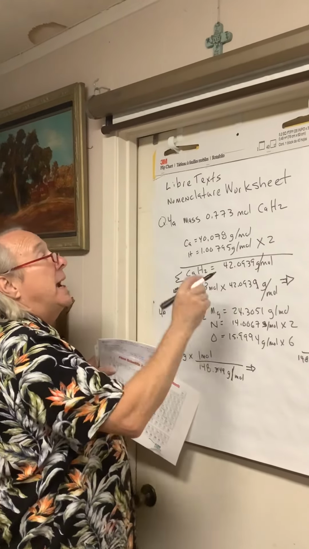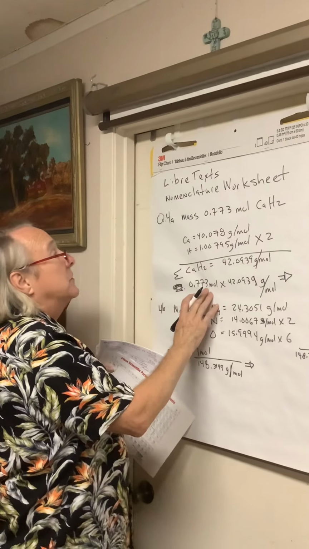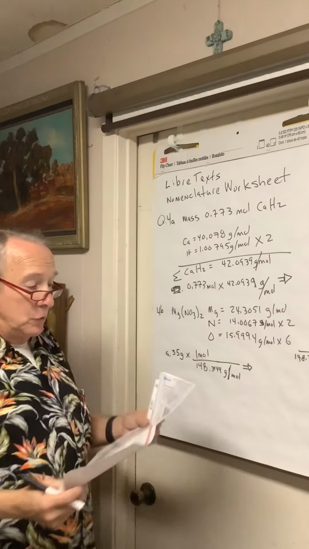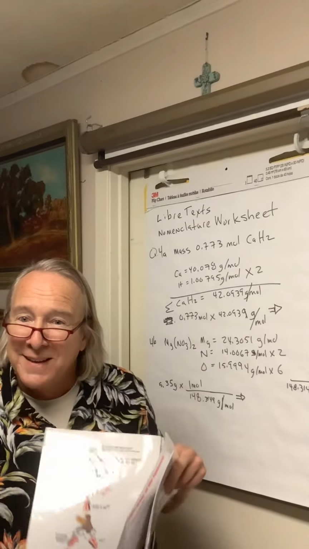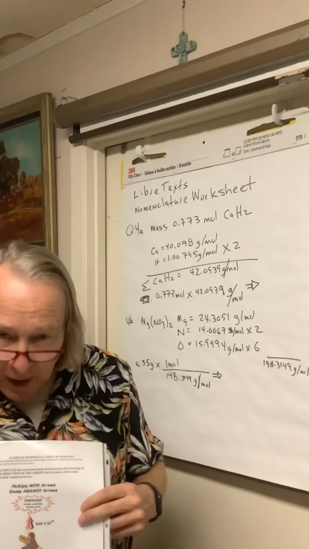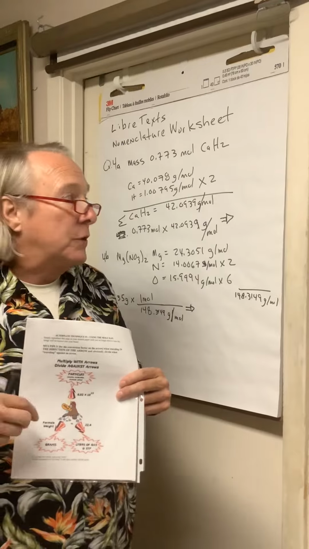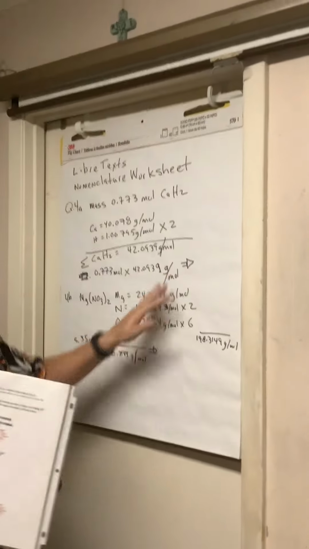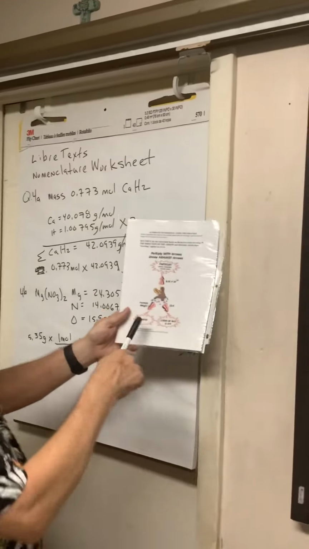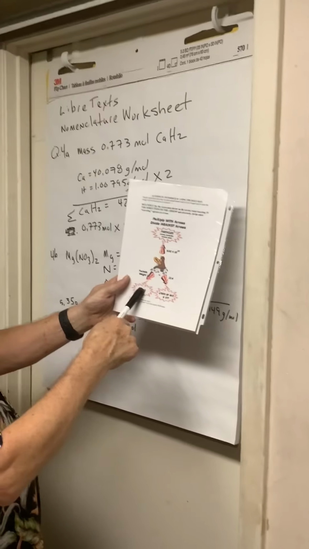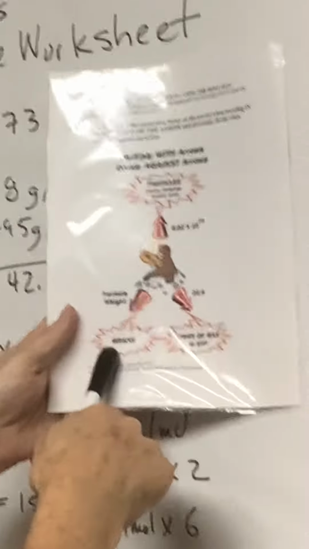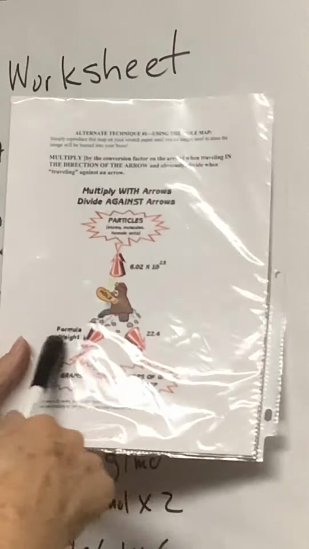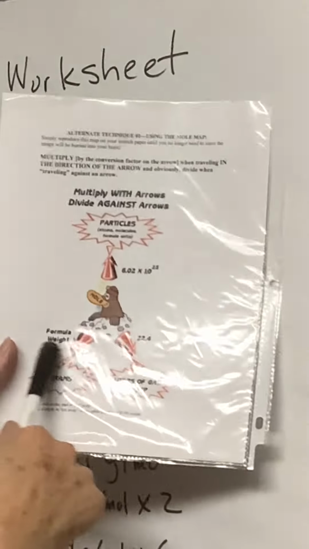So now I take my information. I have 0.773. It wants to know the mass. Use your mole map. I have a kind of a funky mole map here. It's got a little mole in it here on International Mole Day. I'm given moles, and they want me to calculate the grams. So I have moles, and I need to convert to grams. So what do I do? If I'm going with the arrows, I multiply. So I multiply by the formula weight.